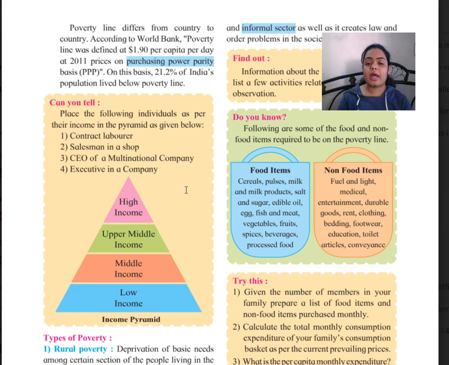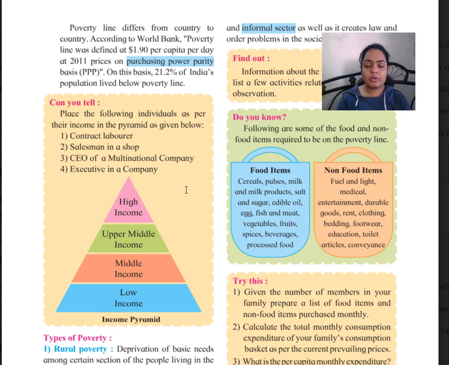Following are some of the food and non-food items required to be on the poverty line. Food items: cereals, pulses, milk and milk products, salt and sugar, edible oil, egg, fish and meat, vegetables, fresh fruits, spices, beverages, processed food. And non-food items like fuel and light, medical, entertainment, durable goods, rent, clothing, bedding, footwear, education, toilet articles, conveyance. So some of the things which are included in the poverty line are these.